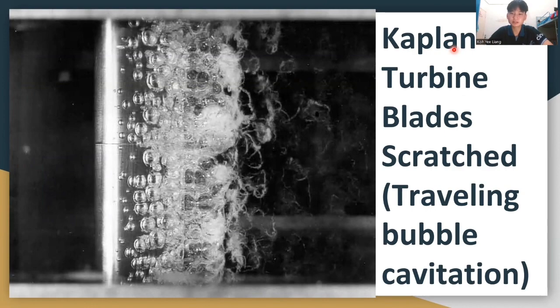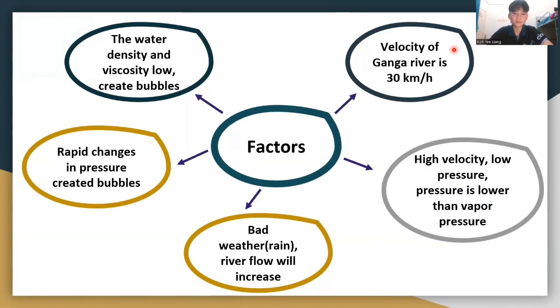Kaplan turbine blade scratches are also caused by traveling bubble cavitation. The first factor is the low water density and viscosity, which can create bubbles. Since the Ganga River has a low density and very low viscosity, many bubbles are created in the turbine. The velocity of the Ganga River is 30 km per hour. So when there is high velocity, there is low pressure, and when the pressure becomes lower than the vapor pressure, it will create traveling bubbles.